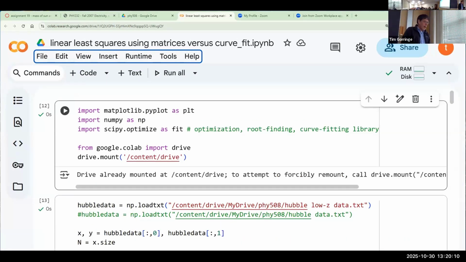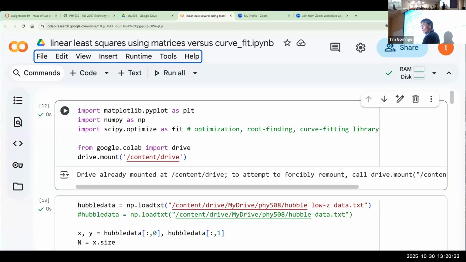So here's my code. First cell, I just got the usual importing of NumPy, because I'm going to work with vectors and matrices and products and inverses of them. We use NumPy.